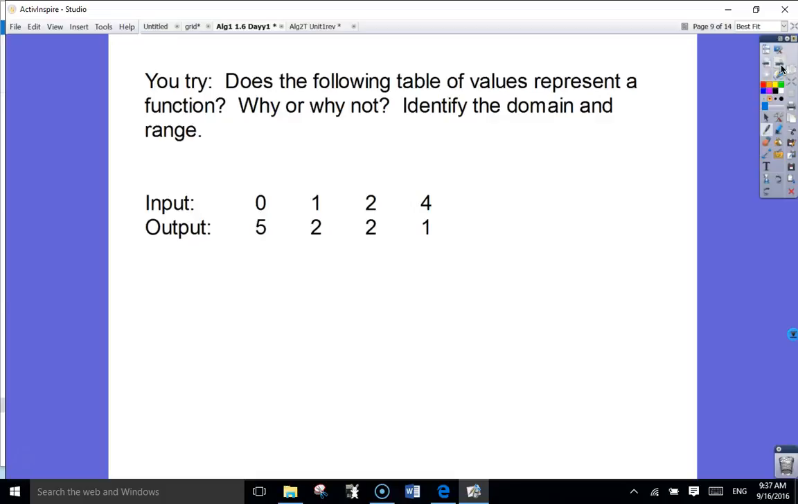Does this table of values represent a function? Why or why not? And then state the domain and the range. Okay, you need to be doing it, right, Connor? Take out a pencil. There's at least that much to write down, right? You got to write the set of the inputs and the set of the outputs for domain and range.